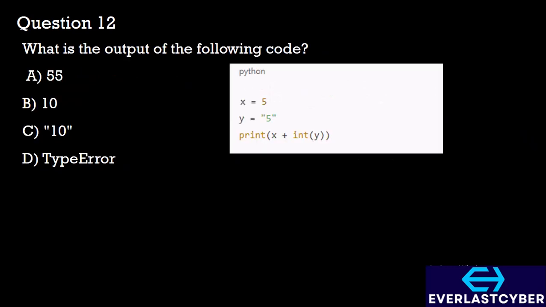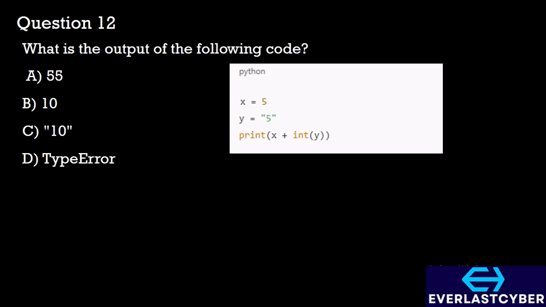Question 12. What is the output of the following code we have on the screen? A. 55. B. 10. C. "10" in quotation marks. D. Type error. Option A would only occur if both x and y were strings and Python tried to concatenate them. But since y is converted to an integer with the int(y) function, it adds the values, but it does not concatenate them.